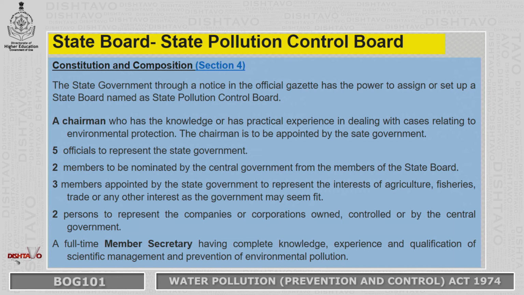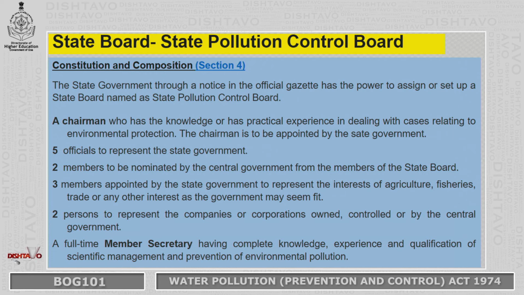State Board, State Pollution Control Board: once again the constitution and composition is the same as the central board, but the state government through its notice in the official gazette has the power to form the state board, and it is called the State Pollution Control Board. In Goa, we have the Goa State Pollution Control Board. So it has a chairman who has the knowledge, same as before, and 5 officials who represent the state government. 2 members are nominated by the central government from the members of the state board.